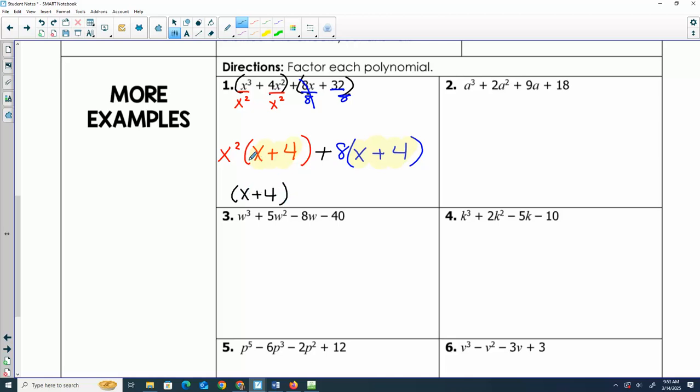And then if I take that away, what's left? So the first one would have an x squared left. The second one would have an 8 left. And that is my final answer.